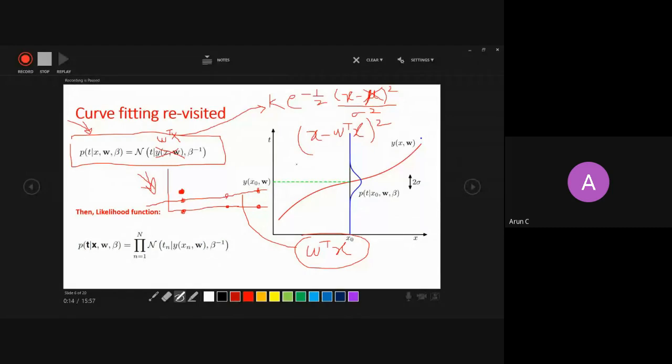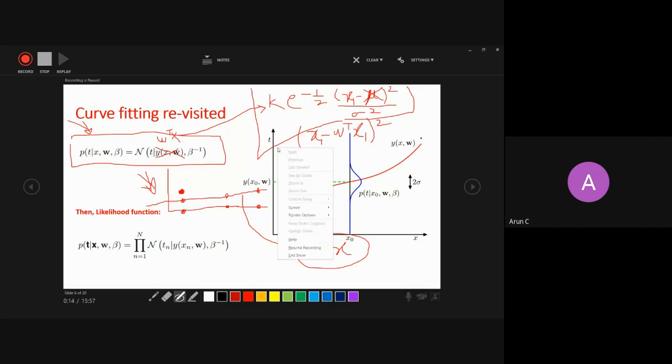Okay, how am I going to connect it with a likelihood function? Can any genius in the class tell me how I can connect this construct that I'm putting on the slide to my likelihood function? So this is a probability of 1 point, for given x1.